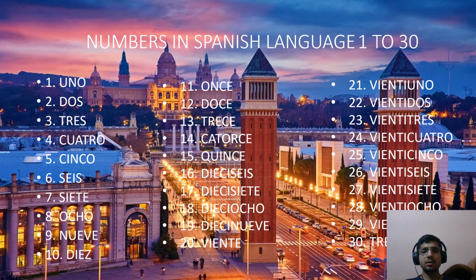Then we come to the numbers in the Spanish language. For example, 1, uno, dos, tres, cuatro, cinco, seis, siete, ocho, nueve, diez. So let's repeat with me.